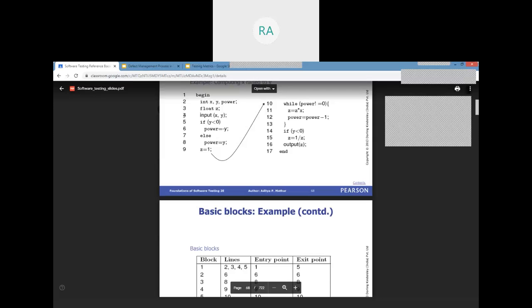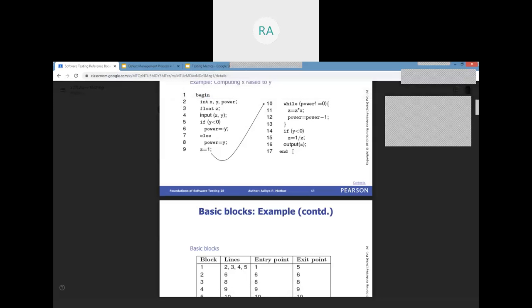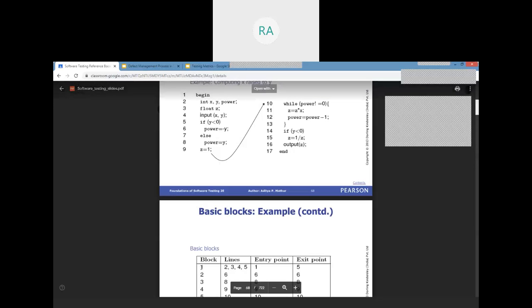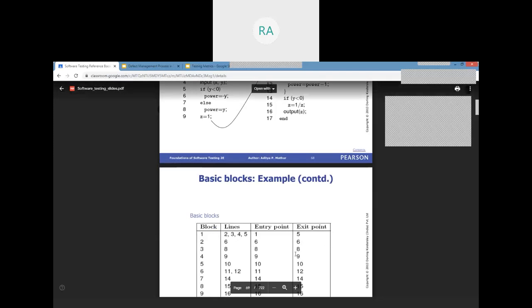These four lines will be included in basic block number 1. Whenever you are identifying the blocks, please don't consider begin and end, that is line number 1 and the last line. You are not supposed to include the first line as well as the last line in the blocks. Suppose the basic block number is 1. Which lines have they considered? This is from line number 2 to line number 5, that is 2, 3, 4, 5 will come under basic block number 1.